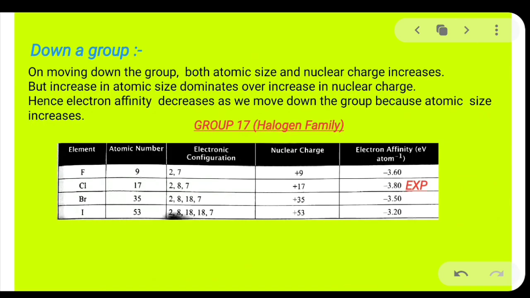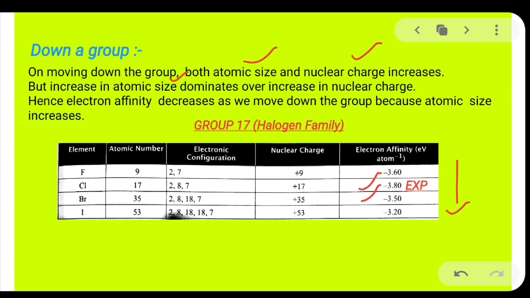Now, let us discuss it down a group. On moving down a group, both atomic size and nuclear charge increase. But the effect of atomic size is dominant over the increase in nuclear charge. Hence, the electron affinity follows the trend of the atomic radius or atomic size. So, as we move down the group, the atomic size increases. As the atomic size increases, the electron affinity must decrease. You can see it is 3.6, and it is an exception in the case of chlorine and fluorine.